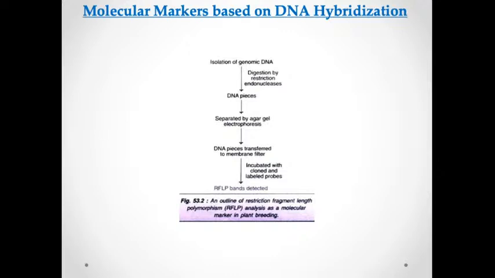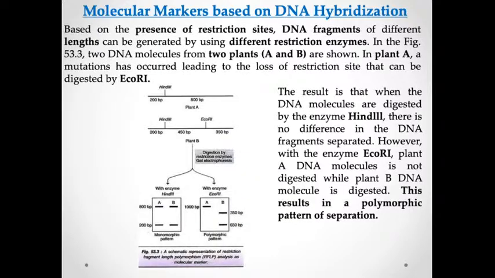And RFLP bands could be detected out of it. So based on the presence of restriction sites, DNA fragments of different lengths can be generated by using different restriction enzymes. In figure 53.3, we can see two different plants. Plant A has mutations leading to the loss of the restriction sites that can be digested by EcoRI. So plant A will not be restricted by EcoRI, whereas plant B could be restricted by EcoRI.